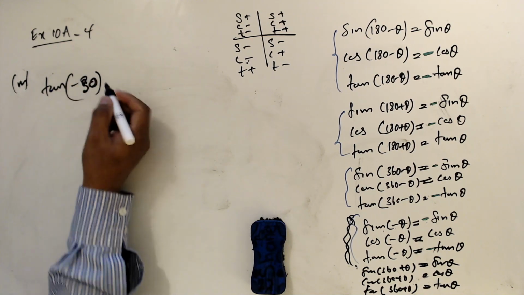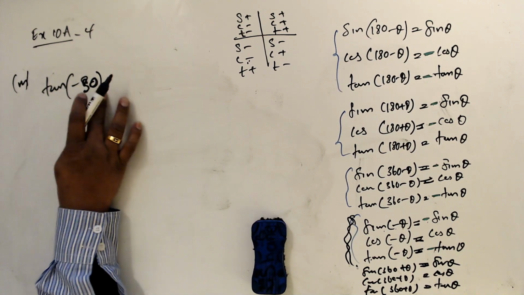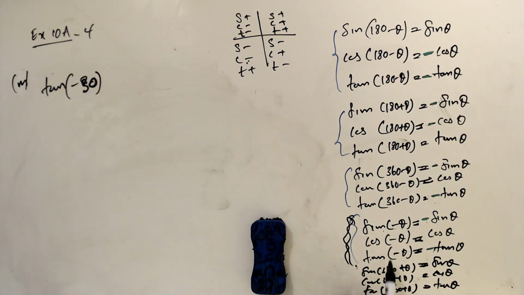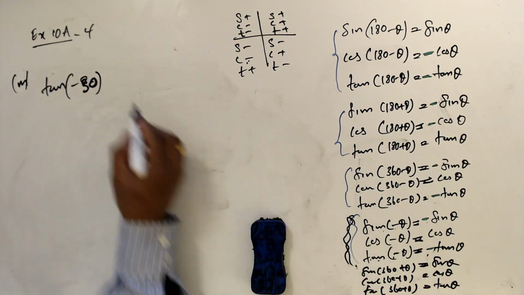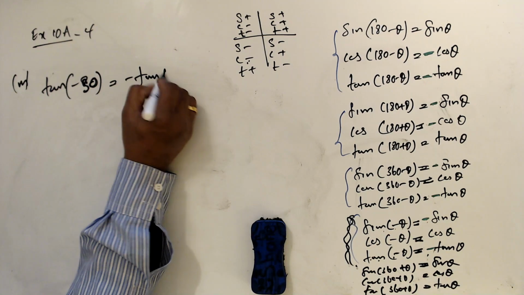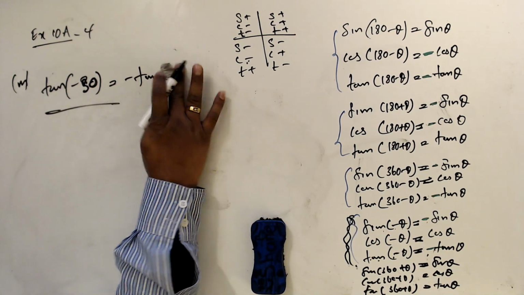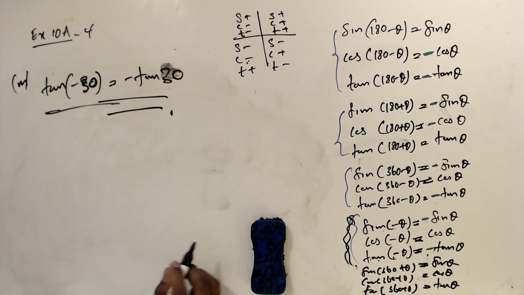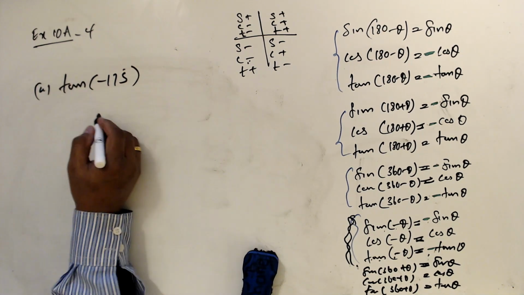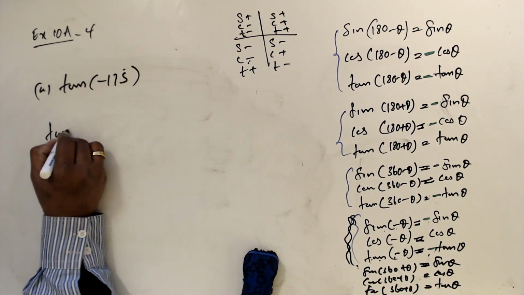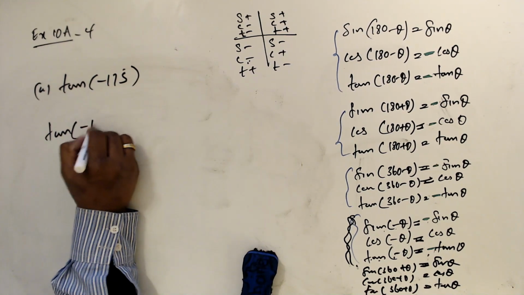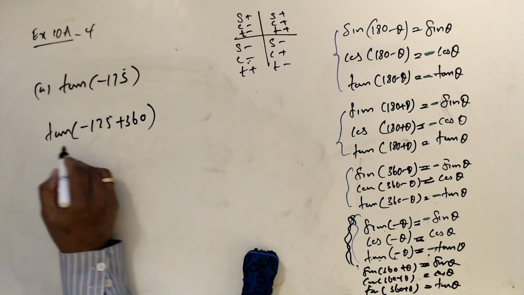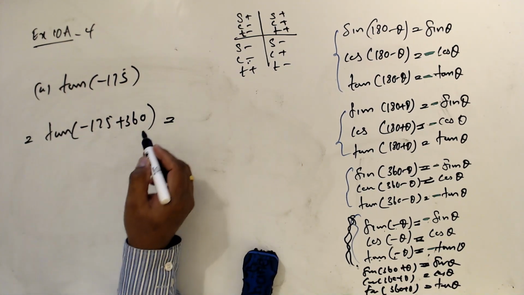Tan minus 30. With the acute angle and a negative sign, tan minus 30 means minus tan 30. Done. Tan minus 75. This is negative, so I add 360 to make it positive: minus 75 plus 360.